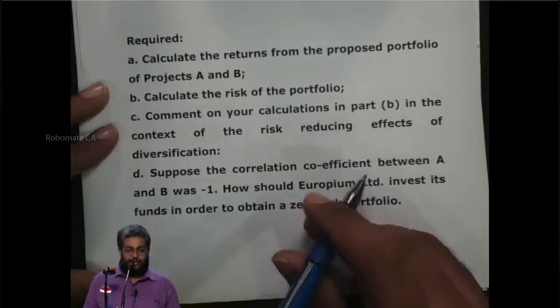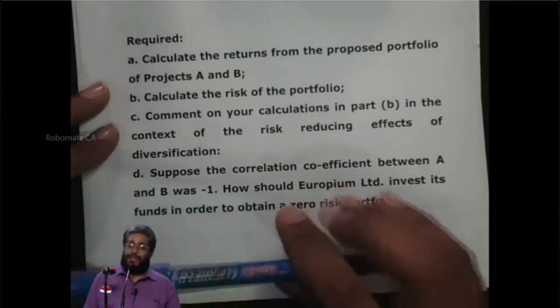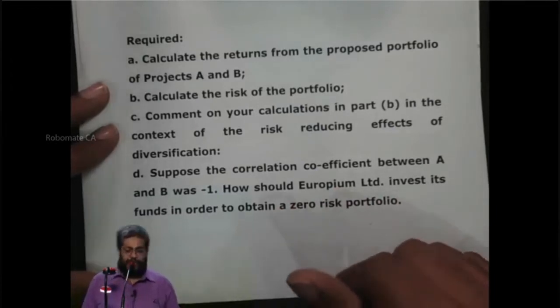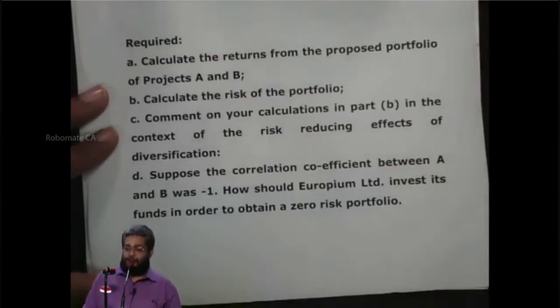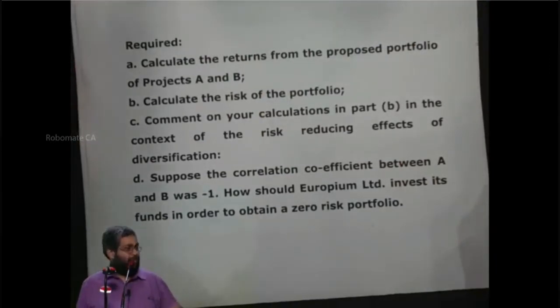Proportion of A is equal to sigma B by sigma A plus sigma B, and proportion of B is equal to sigma A by sigma A plus sigma B. Respond, yes or no? Write down part D. Part C answer, I have given as homework. Now part D. I am awake.